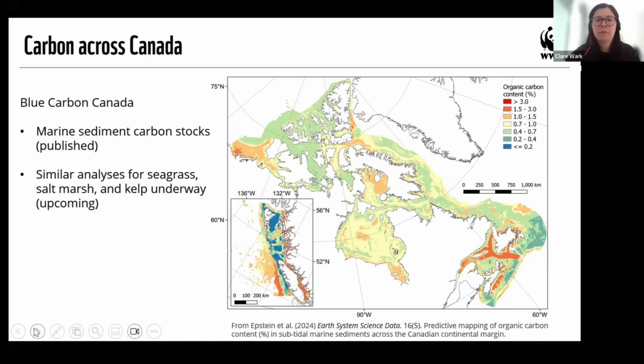across the country. Other papers that will soon be published include estimates of carbon stocks for seagrass meadows, salt marshes, as well as kelp forests.